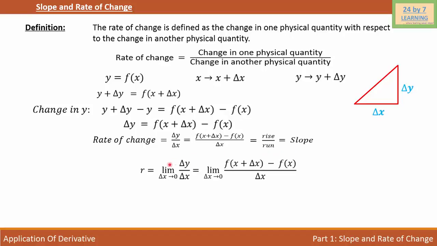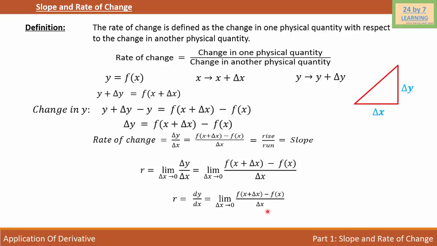Now let's take the limit on both sides. So what I'm going to do, I'm going to take the limit delta x tends to 0. So my rate r is equal to limit delta x tends to 0, delta y over delta x is equal to limit delta x tends to 0, this term right here. As you know, limit of delta x tends to 0, delta y over delta x is dy over dx. So r is equal to dy over dx is equal to limit delta x tends to 0, f of x plus delta x minus f(x) over delta x.